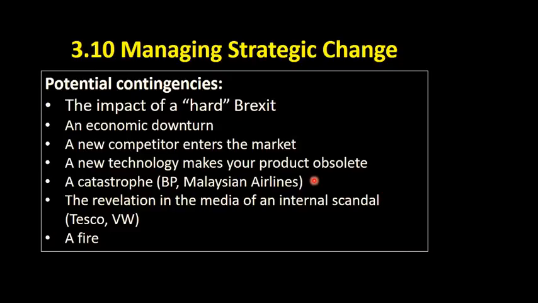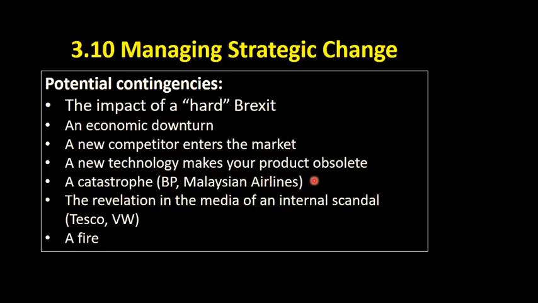There could be some sort of catastrophe, either one that potentially could have been averted with better management, like the BP oil disaster, or the Malaysian Airlines disaster. They had really two incidents very close together that were both tragic. One was a plane being shot down, and one was a plane that went missing. They happened very close together, and it really damaged Malaysian Airlines, even though arguably these were things that they couldn't have done much about.